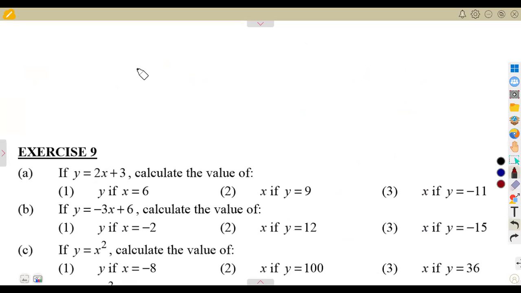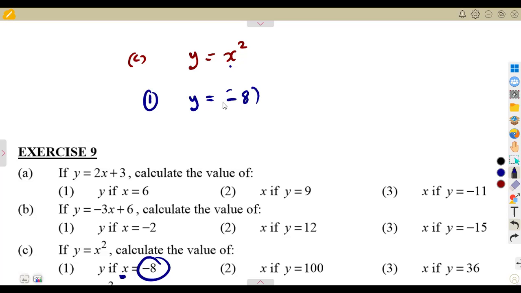Just try as many questions as you can. All right, so I'm just going to try question C with you. On C, we are given that y is equal to x squared. Calculate the value of, all right, let's start with number 1. The value of y given that x is equal to minus 8. If x is minus 8, what is the value of y? So you're simply substituting: y is equal to, in place of x, minus 8 squared. That is what it means. The x is the one that is being squared, so it means we square everything.